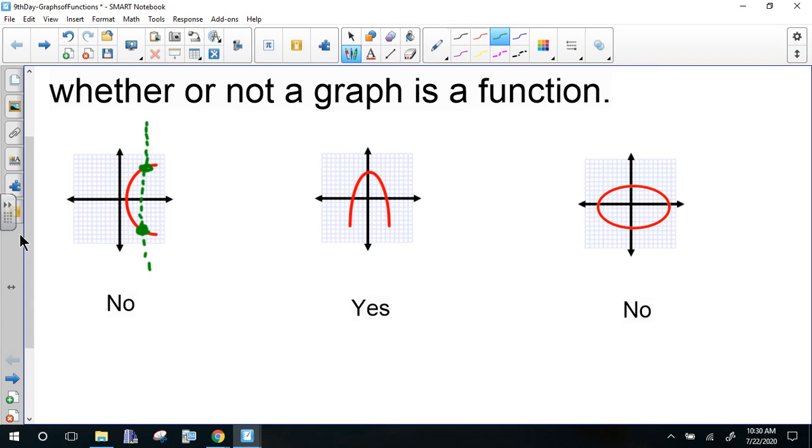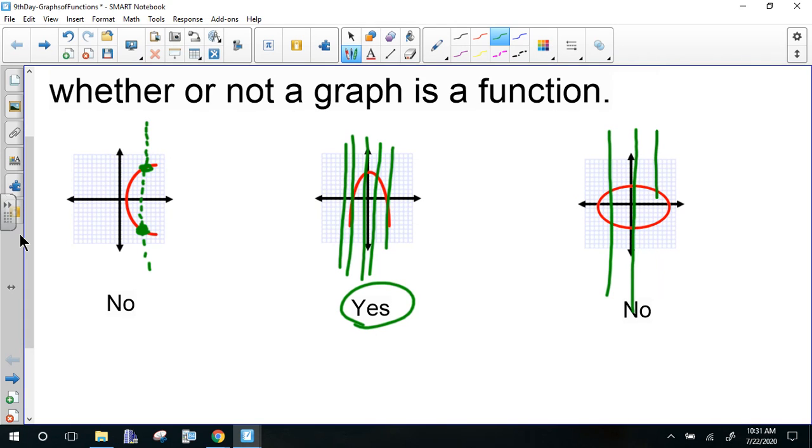So if we hold the ruler up to this one and we go across, it only crosses that function at one point at any time. So that would be a function. Here we have an ellipse. Doesn't matter where you draw your vertical line, it hits the graph at two different points, so that is not a function. So the vertical line test comes in handy when looking at graphs.